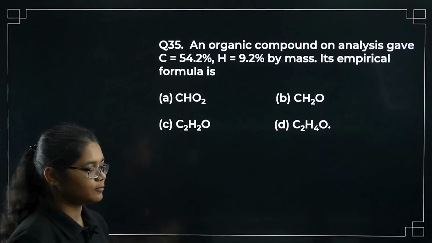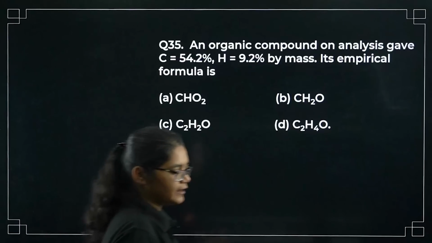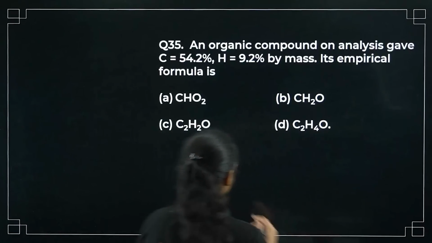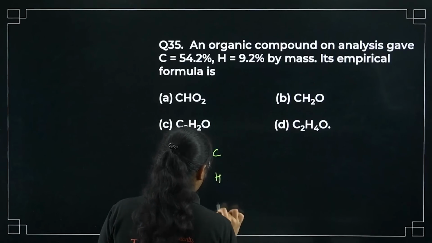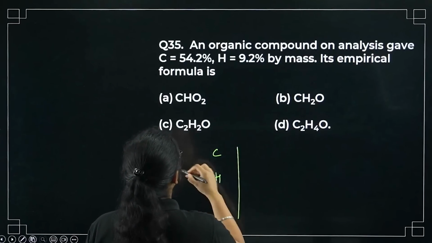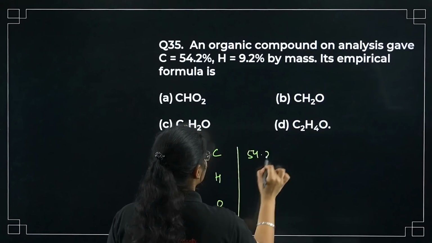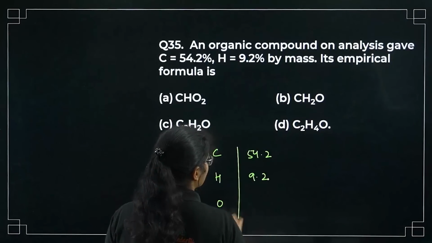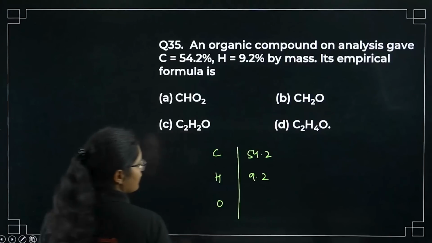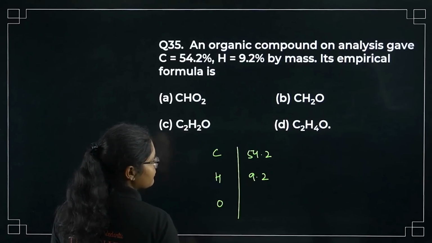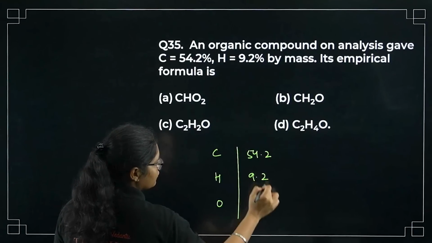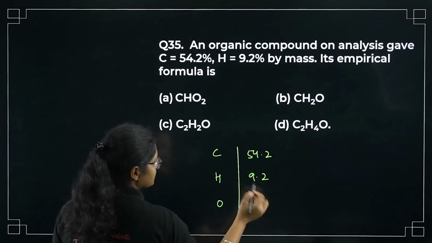Its empirical formula will be, okay. So if you calculate the empirical formula here, carbon, hydrogen and oxygen. So we have carbon 54.2, hydrogen 9.2. Now if I add both of them, how much I'll get? 63.4, right? 2 plus 2, 4, 9 plus 4, 13, 63.4.